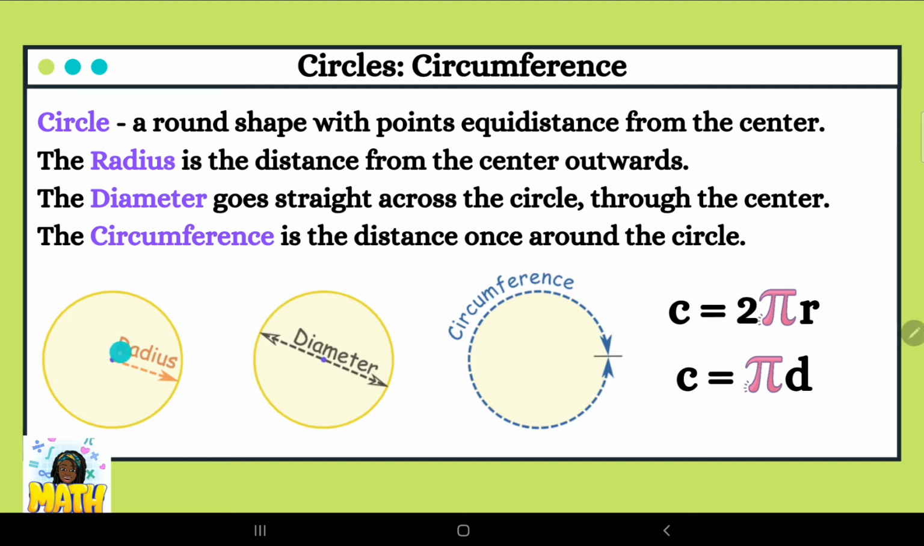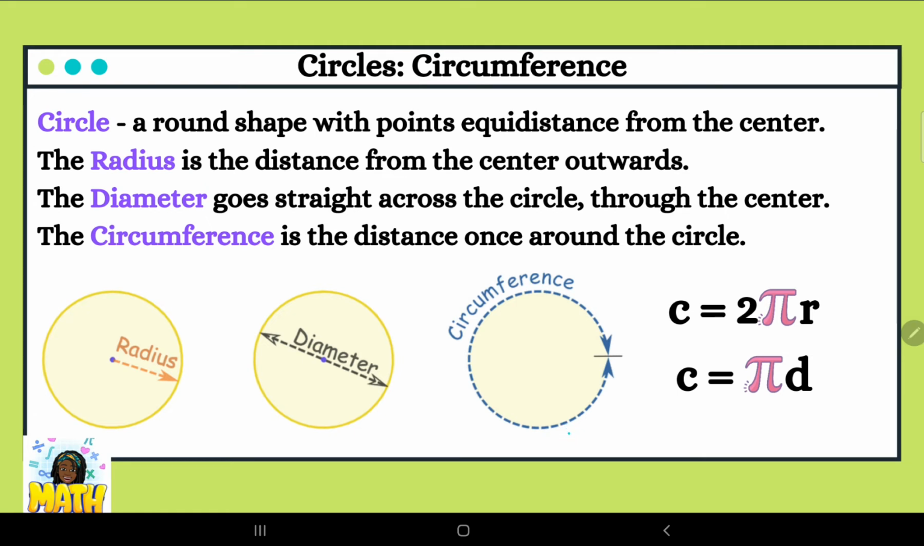So the radius is from the center of the circle to any point on the outside of the circle. The diameter goes all the way through that center from one side of the circle through to the other, and the circumference refers to the outside, so the distance around a circle. Okay, when we talk about other shapes, we call that perimeter.